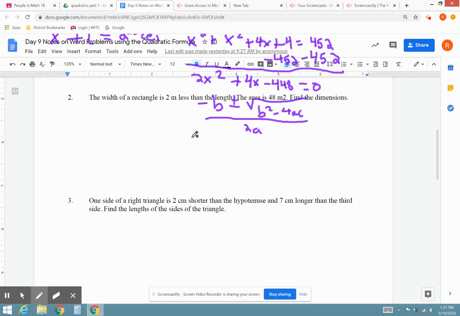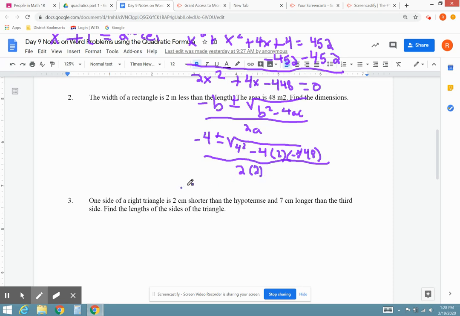So I'm going to substitute in some negative b plus or minus the square root of b squared, which is 4 squared, minus 4 times a, which is 2, times c, which is negative 448, all over 2 times 2.